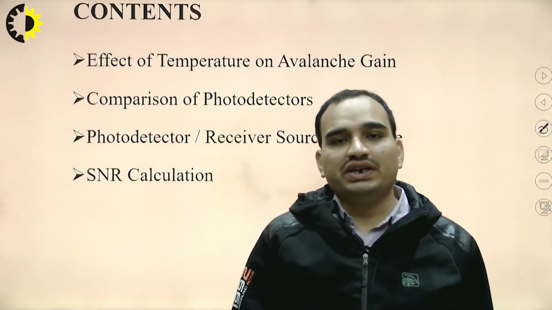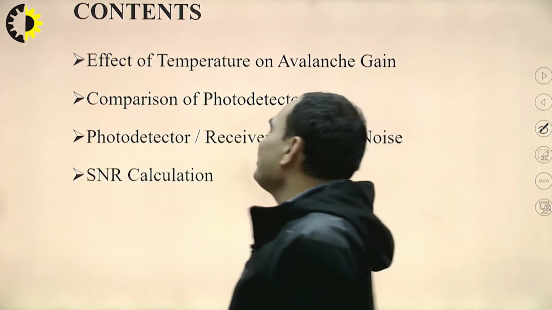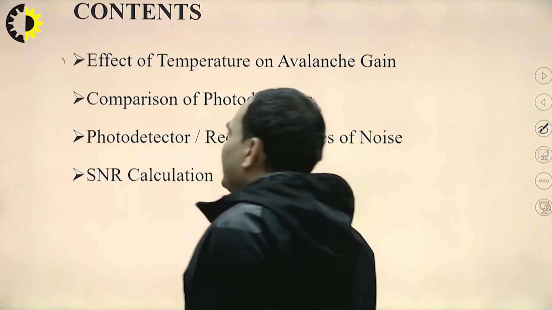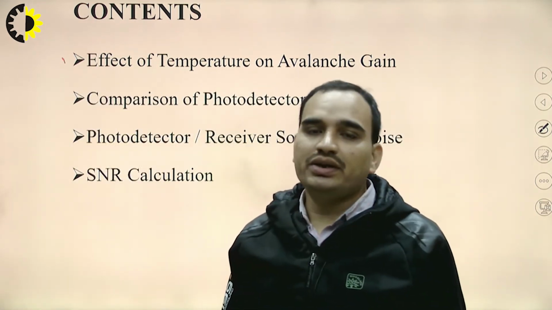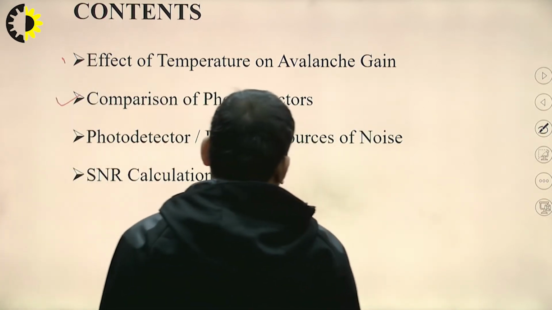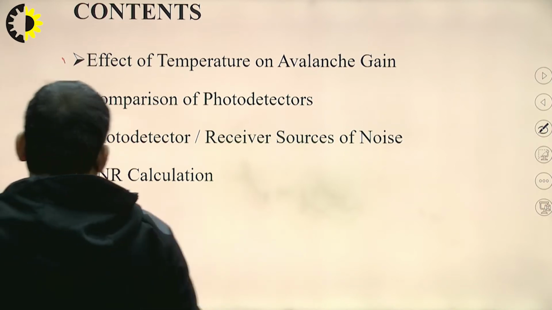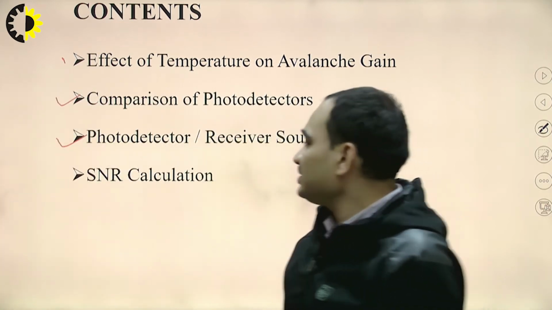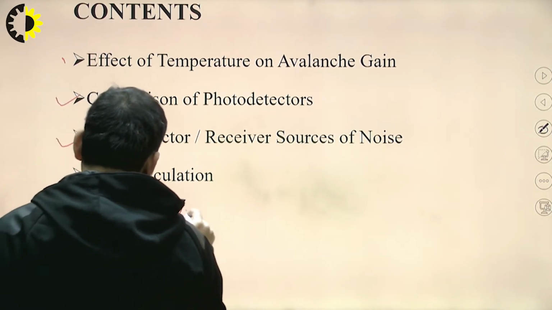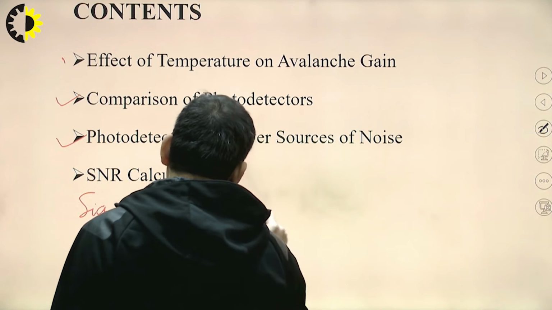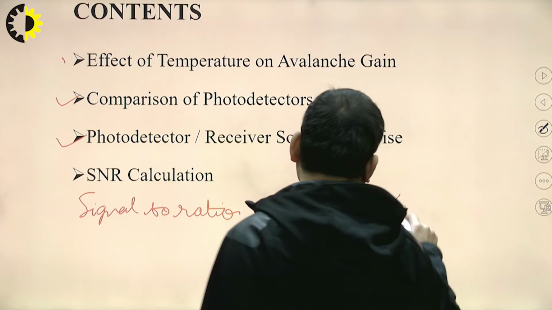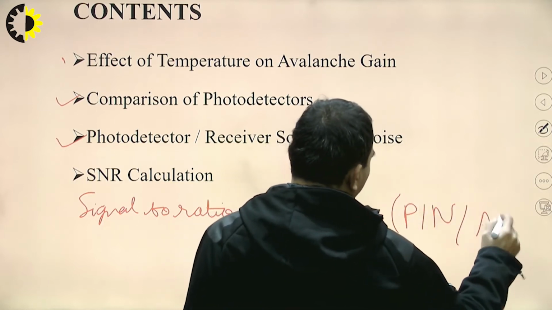So this is the content of this lecture. First we are going to start with the effect of temperature on the avalanche gain, then the comparison of the photodetectors. So different photodetectors like PIN and APD are compared in this. Next is the photodetector receiver source of noise and the SNR calculation. SNR stands for the signal to noise ratio calculation in case of a receiver. So the receiver is either PIN or APD, avalanche photodiode.